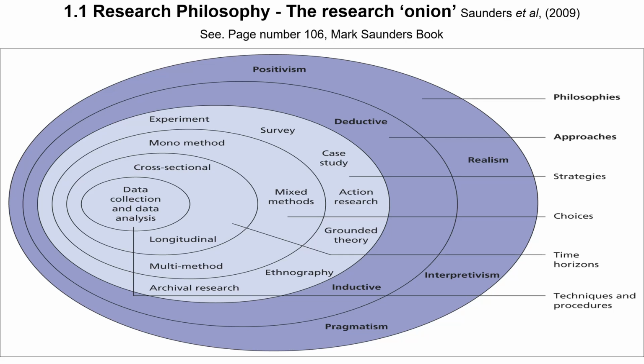a teacher or any funder that he wants to know various things in your research design. It is expected that you should write the philosophy of your research, approach, strategy, method, time horizon, technique. So these all many things are combined by Saunders in his onion.